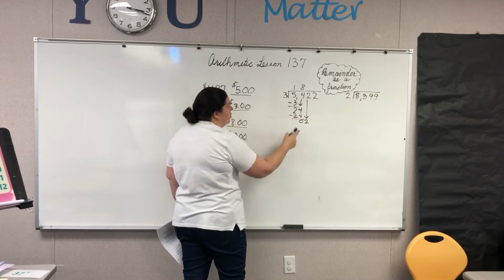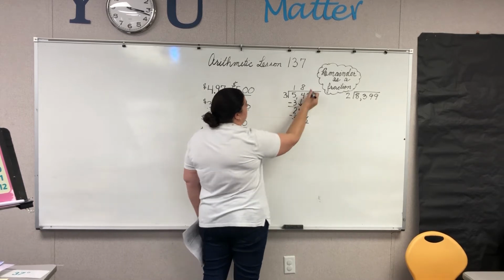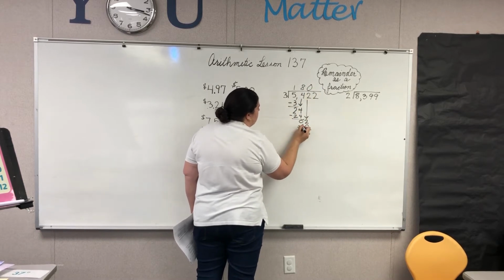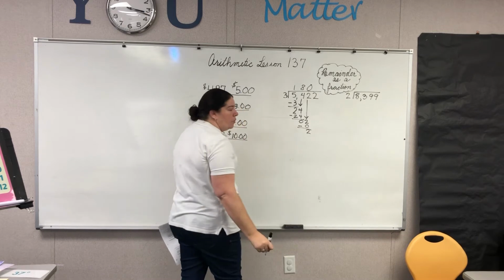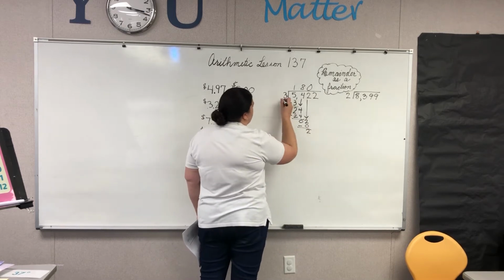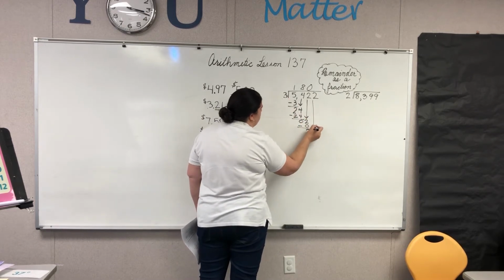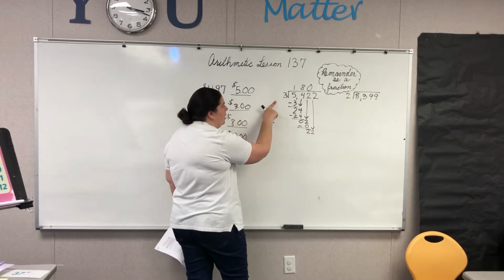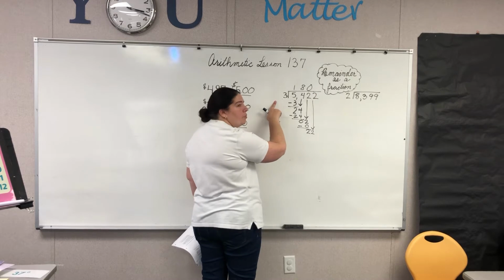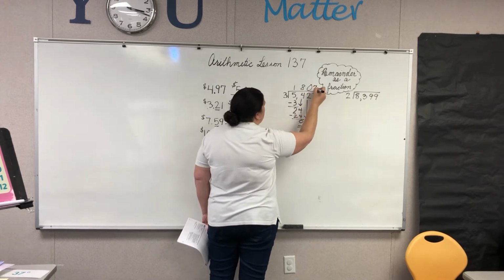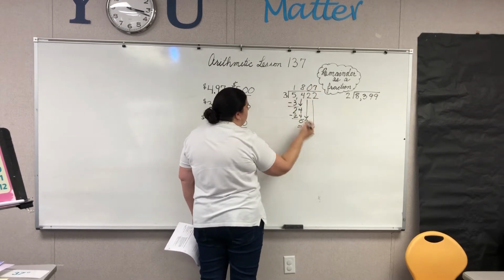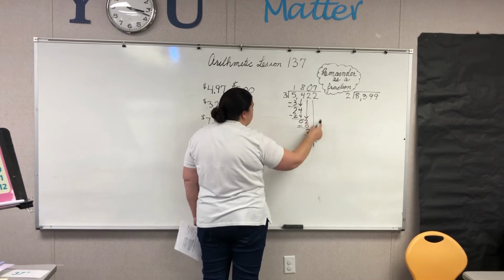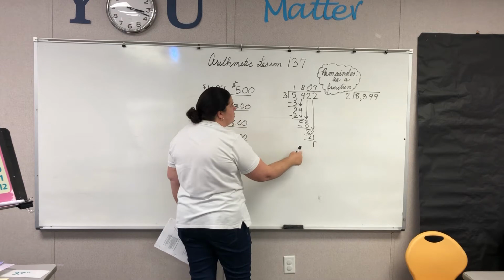We have 2. 2 divided by 3 equals 0. And 0 times 3 is 0. And we subtract and are left with 2. 2 is less than 3, so we can bring down this 2. And we have 22. 22 divided by 3 equals 7. And 7 times 3 is 21. We're left with 1. There's nothing else to bring down, so our 1 is the remainder.